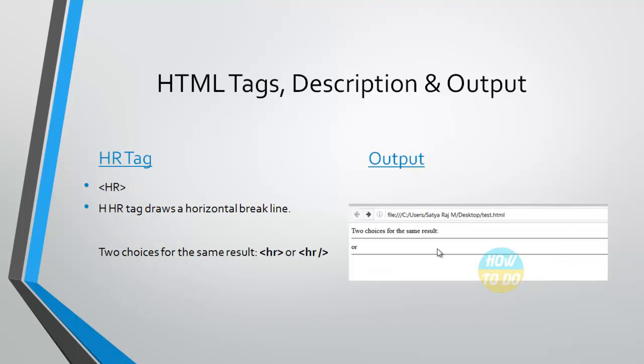Next comes the HR tag. The HR tag draws a horizontal break line in between the text, and the HR tag can be represented in two ways. One is HR with open bracket and close bracket, or HR and / close bracket. So this is the output for the HR tag.